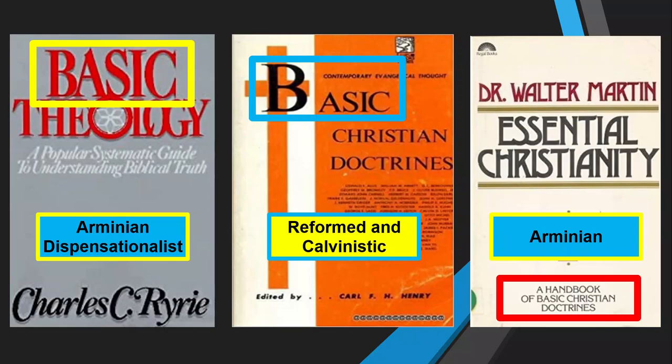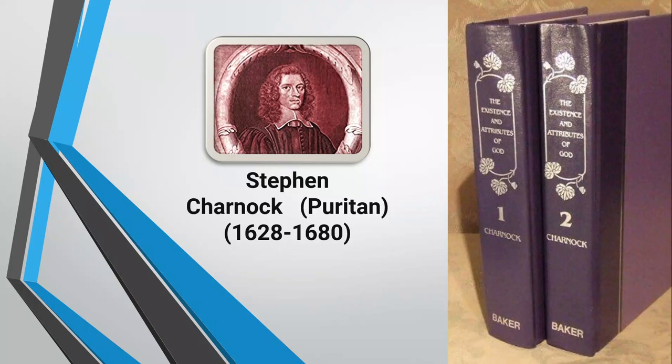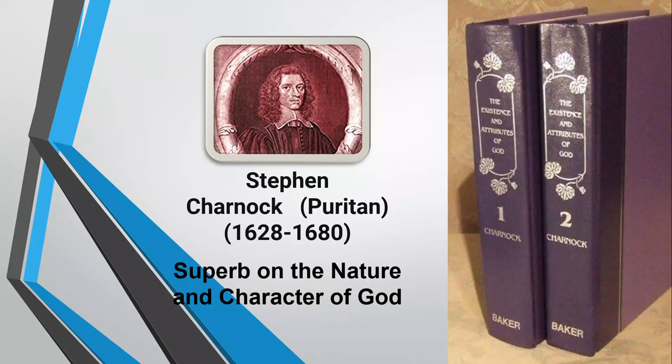Now to bring balance to all of this, and to give credit where credit is due, I'm going to be fair here to the Reformed tradition as well as the Arminian perspective. Although I am anything but Reformed, this does not mean that I do not consult the writings of Reformed theologians in certain areas, nor those of Arminian theologians. First on my list is the one written by Stephen Charnock. It is superb on the nature and character of God, entitled The Existence and Attributes of God, in 2 volumes.